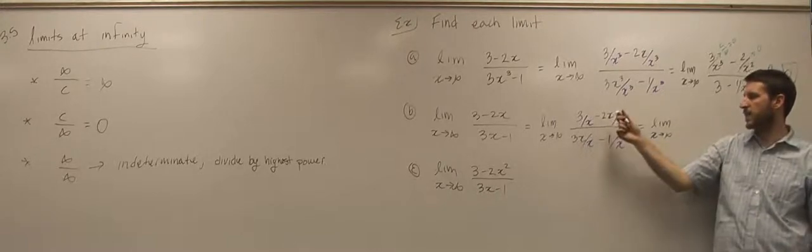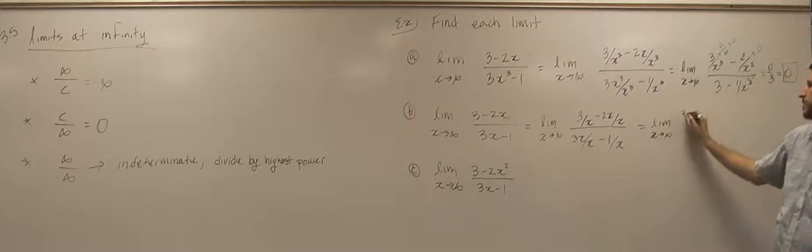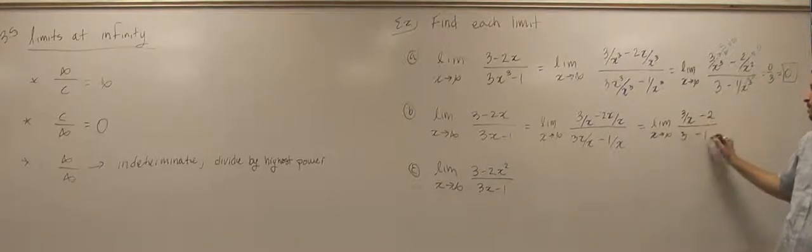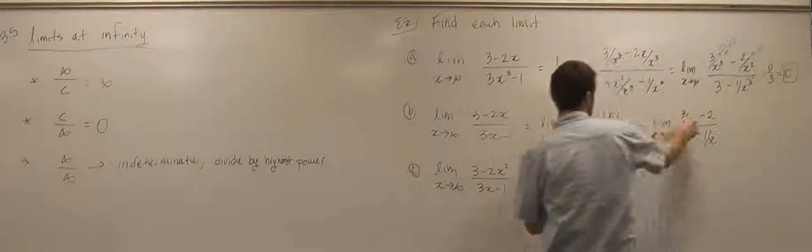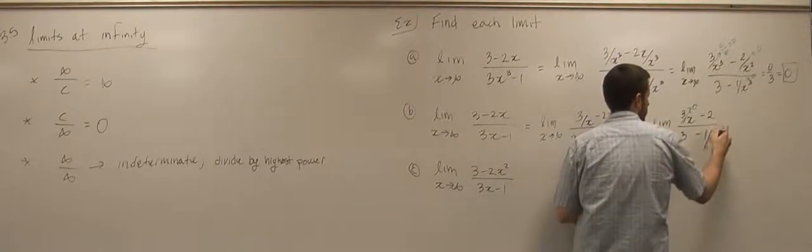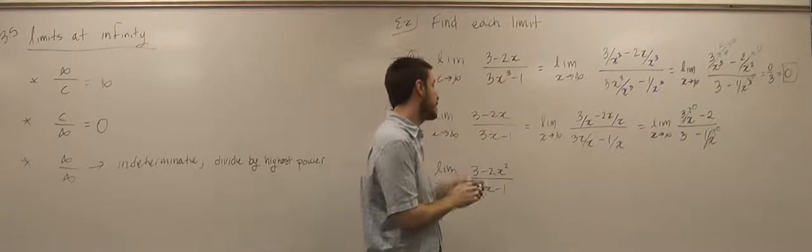This guy doesn't simplify, this guy becomes -2, this guy becomes 3, this guy doesn't simplify. So because these are constants over infinity, when you try to plug in, this goes to 0, and this goes to 0, leaving you with -2/3.